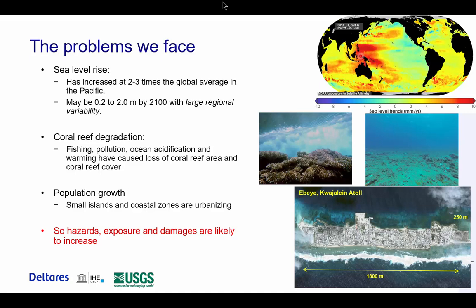At the same time, we face coral reef degradation due to fishing, pollution, ocean acidification, and warming, which have caused the loss of reef area, but also the loss of reef cover. And then there's population growth, which has increased tremendously on some of these islands. And here is an example of Ebeye on the Kwajalein Atoll, which is overpopulated, has tens of thousands of people living on an area of about 2 kilometers by 250 meters in width. So not only do the hazards increase, but also the exposure of people and assets, and therefore the risk and the damages.